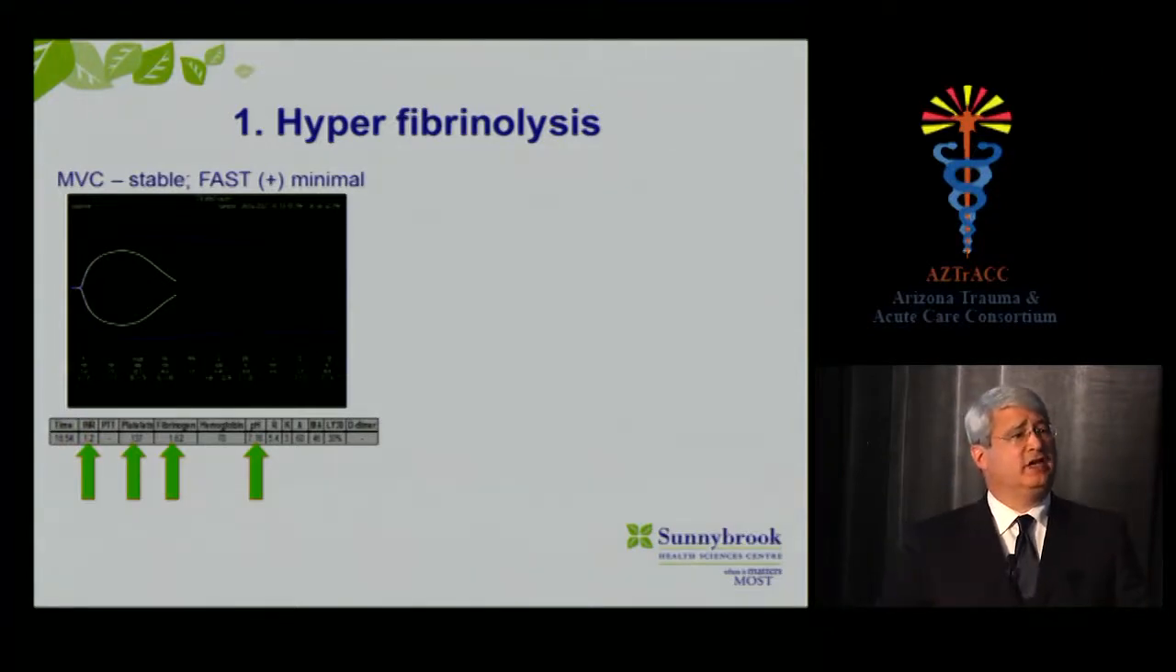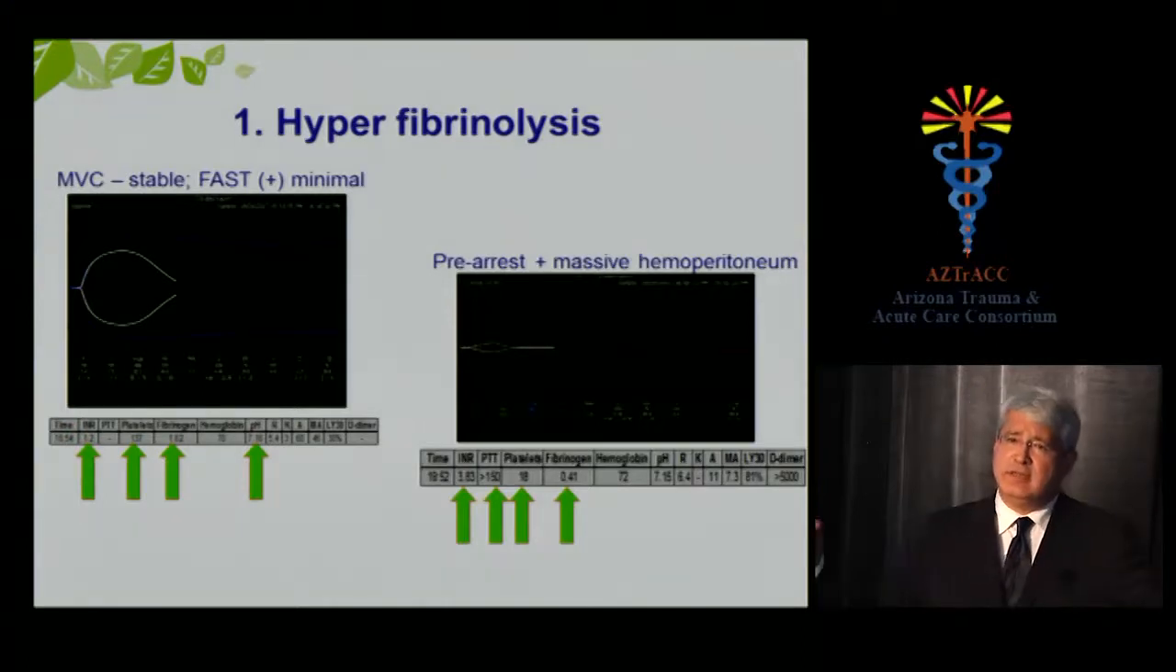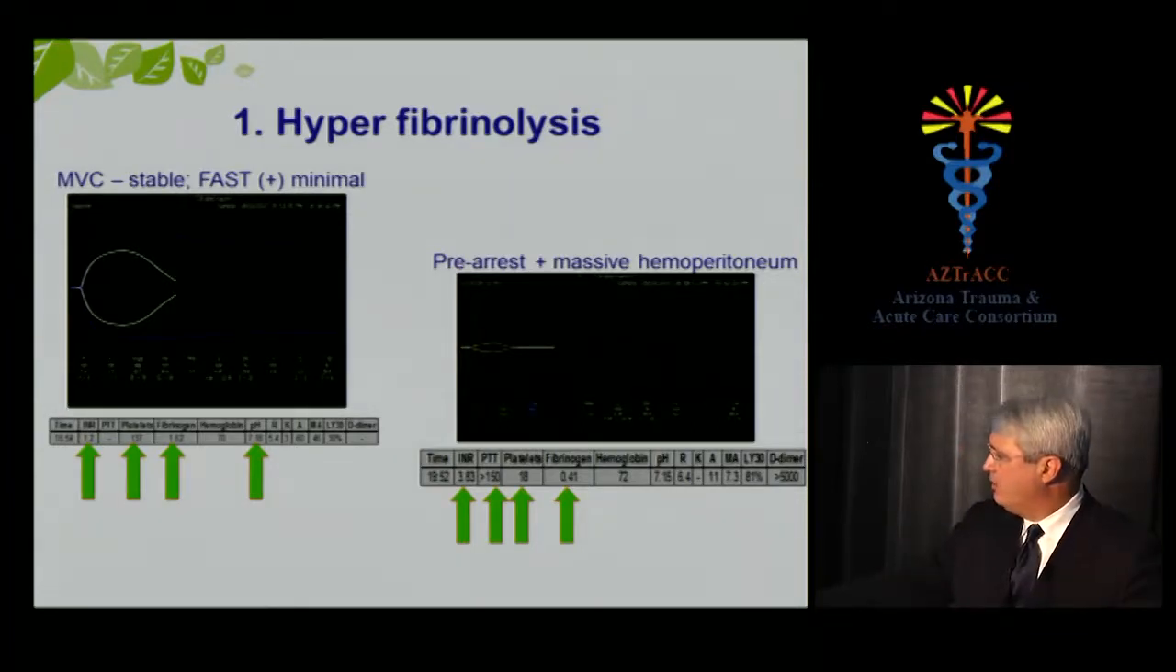Actually, they do a FAST, find a little bit of blood inside the belly, call the OR, and say, we want to operate on this patient, and the OR says, well, there's an appendix starting now. Can you wait? And the surgeon did not look at the TEG result, and they say, yes, we can wait. Bad decision. Two hours later, this patient is crashing. All of a sudden, the patient is crashing. How many times has that happened to you? And now the INR is 3.3, almost 4, PTT incoagulable, no platelets, no fibrinogen, and look at the TEG, no clotting.